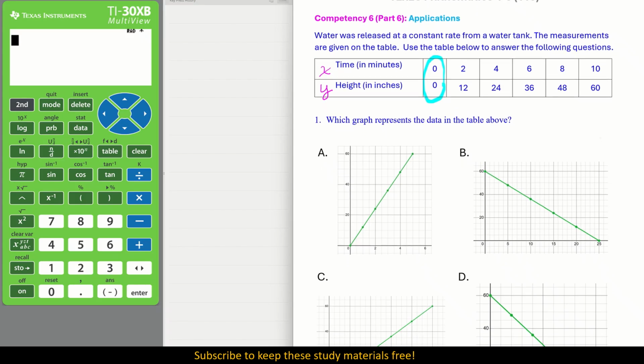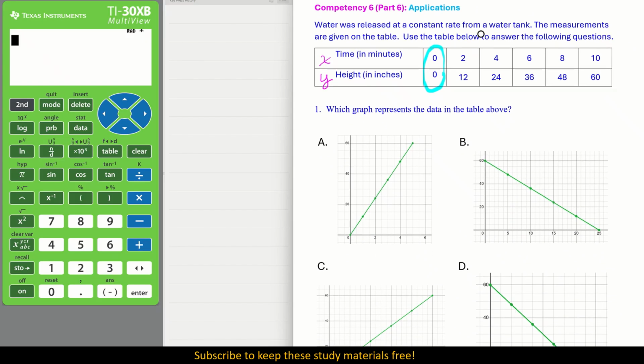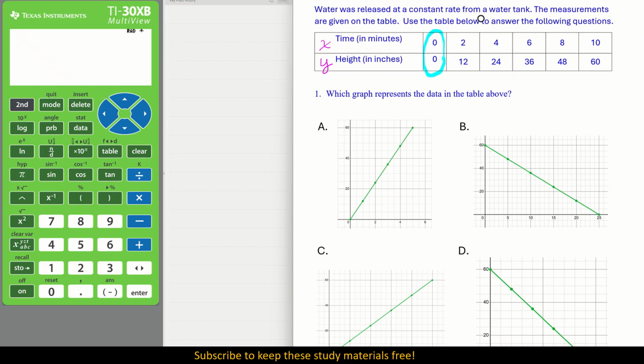Well, let's go down and look at our graph, our actual number 1. And it says, which graph represents the data in the table above? Well, we need to start at 0, 0. And I can already see that that's going to eliminate this B and D. Now, if we're at 2 minutes, we need 12 inches right here. So I see 2. If I go up 2, but that's over 20, and this says 12.